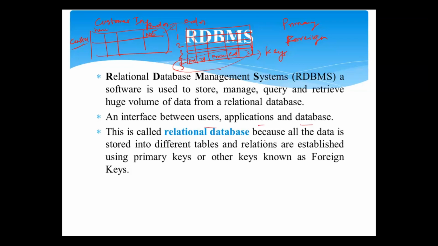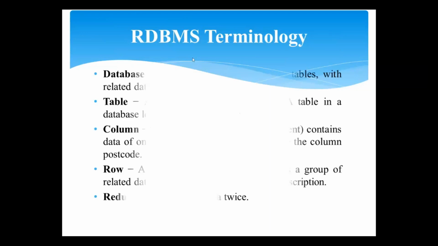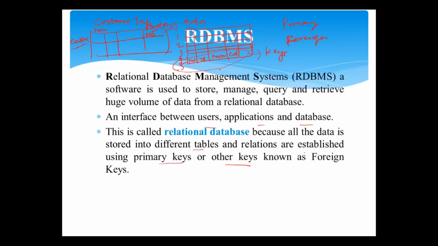This is called a relational database because all data is stored in different tables, and relations are established using the primary keys or other keys, also known as the foreign key. So you can represent a key in one table and refer to it using that key in another table. That's what the primary key and foreign key concepts are. We will see them in detail, but right now understand that relation means you can create relations between the tables. That's why they are relational databases.